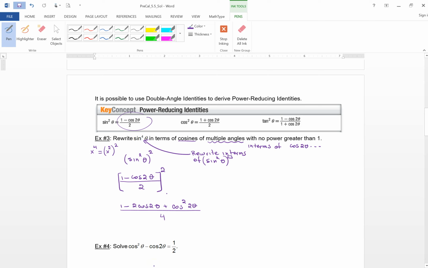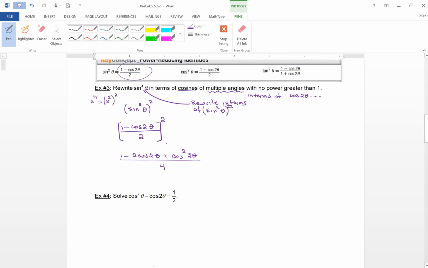Now, this is fine because it's got no exponent, but I've got an exponent there. Well, now I'm going to do another substitution there. Here is the other substitution. Everything else stays the same: 1 minus 2 cosine 2 theta over 4. Now, what's the substitution going to be? What's cosine squared of an angle? It's 1 plus cosine 2 of the angle over 2.